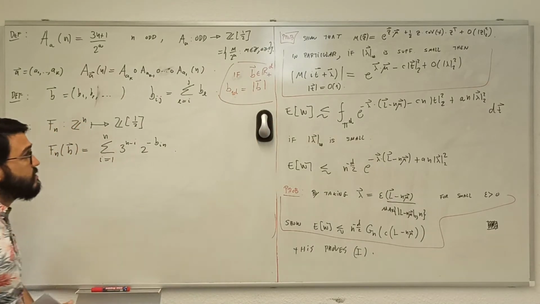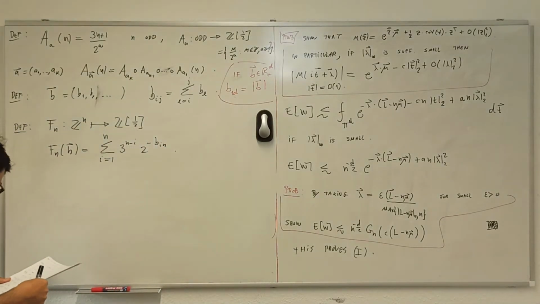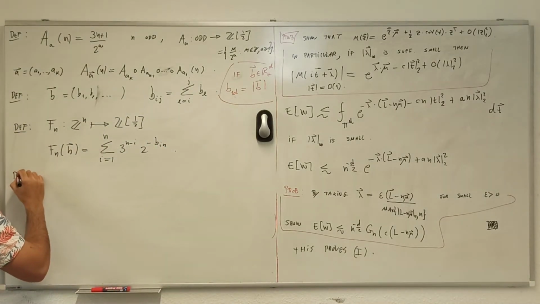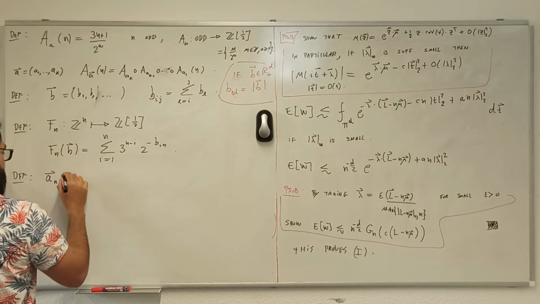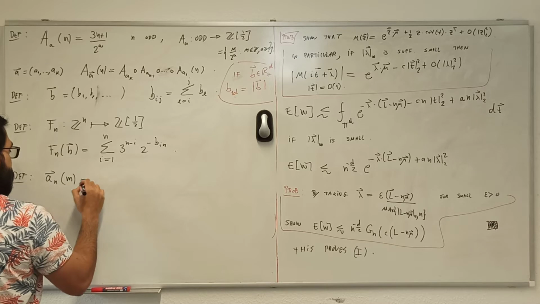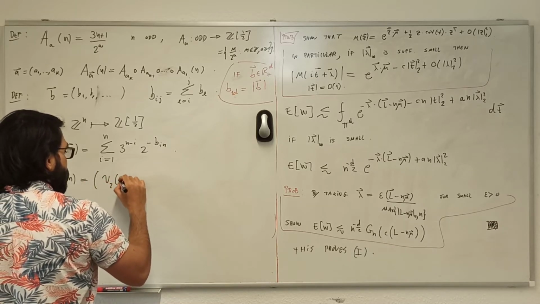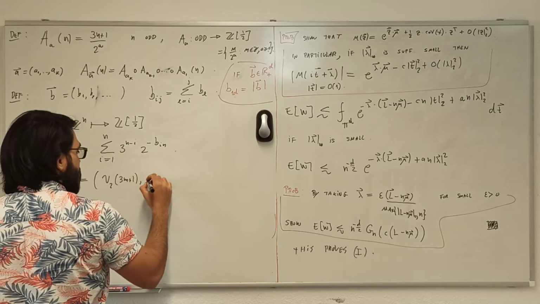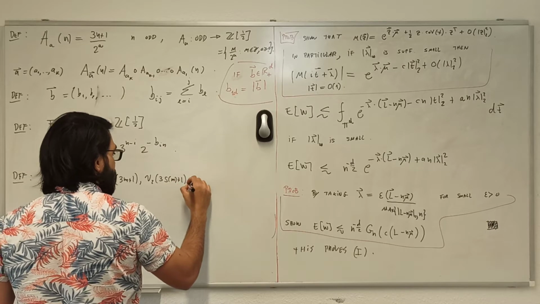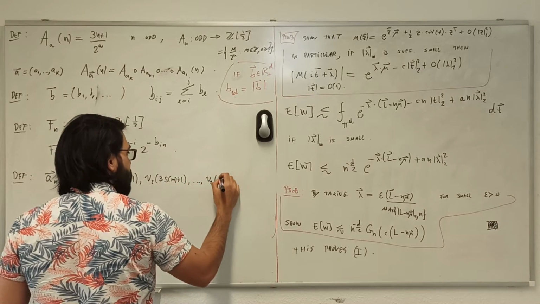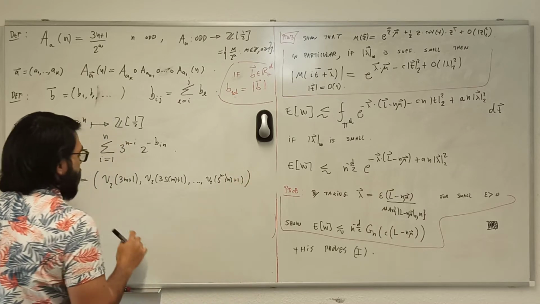Maybe that's an observation. Okay, so we use this thing all the time. Another definition, which is the a^n of m. So if you give me a number m, this would be nu2 of 3m plus 1, and then nu2 of 3 s of m plus 1, and so on, up to nu2 of 3 s^(n-1) of m plus 1. So what is nu2?